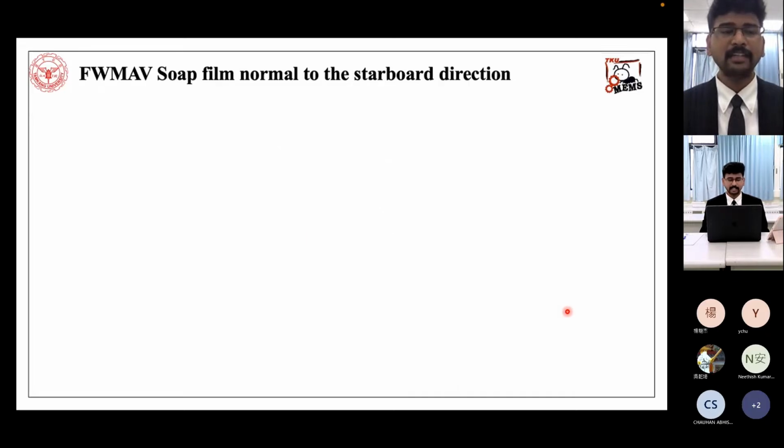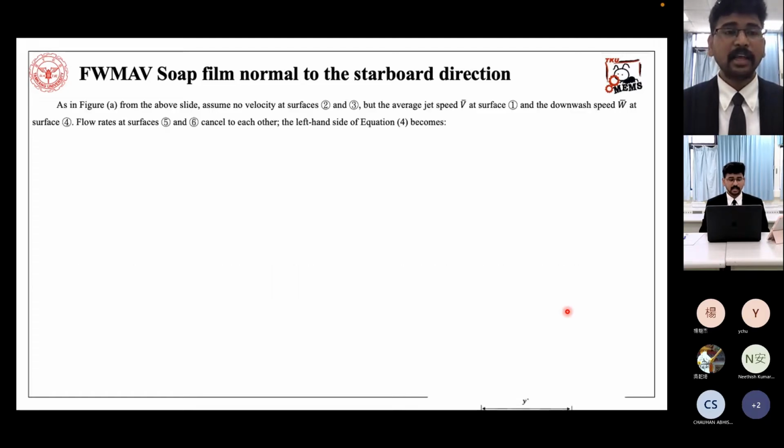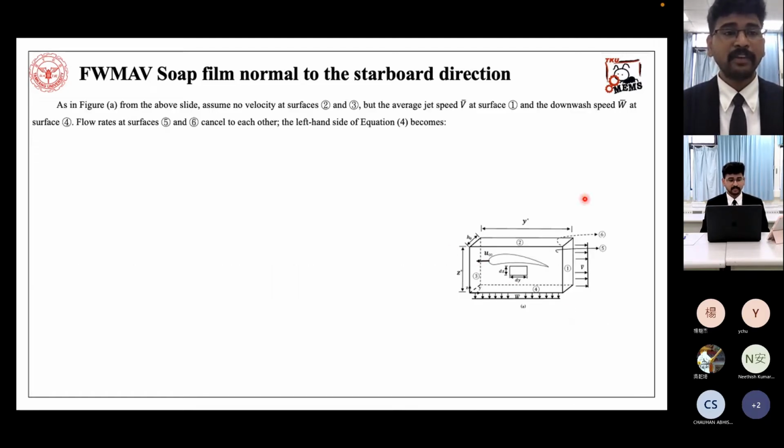Now moving to the second concept of the derivation, the soap film normal to the starboard direction, as you can see in figure A. Assuming no velocity on surfaces 2 and 3, but the average jet speed at point 1, we represent the jet speed with V at the surface, and the downwash speed is W at surface 4.